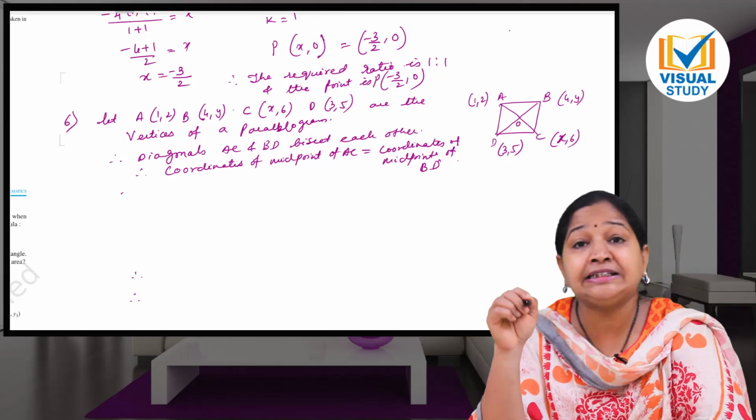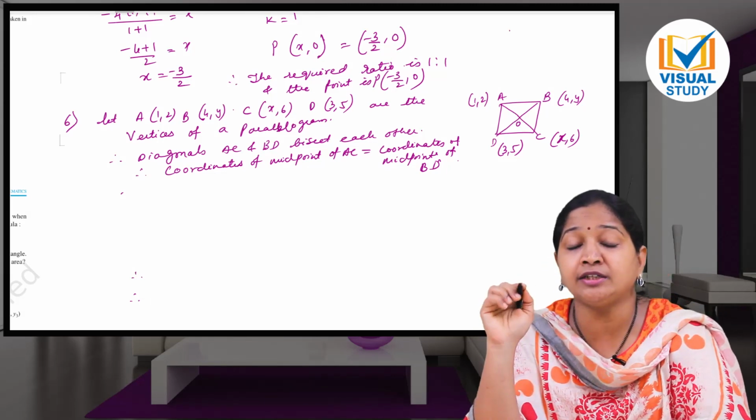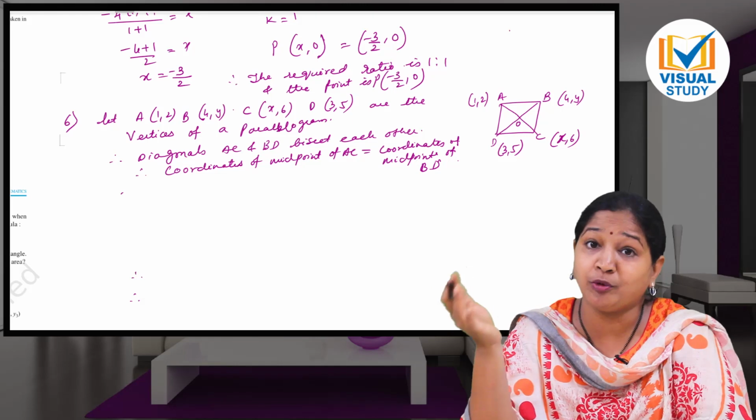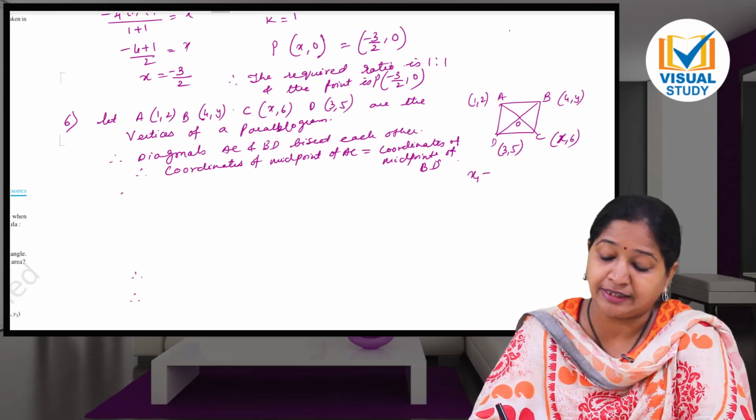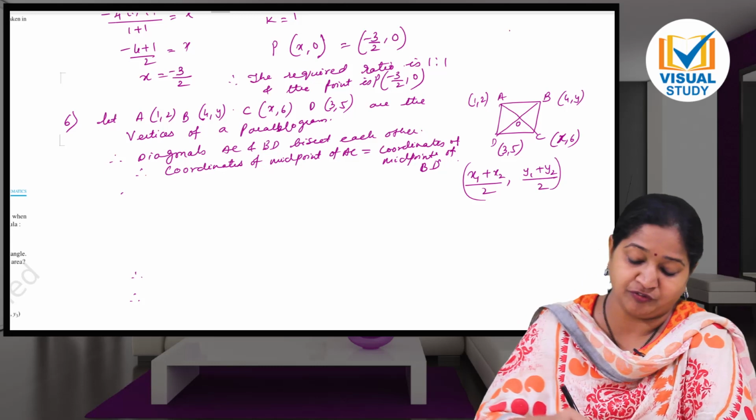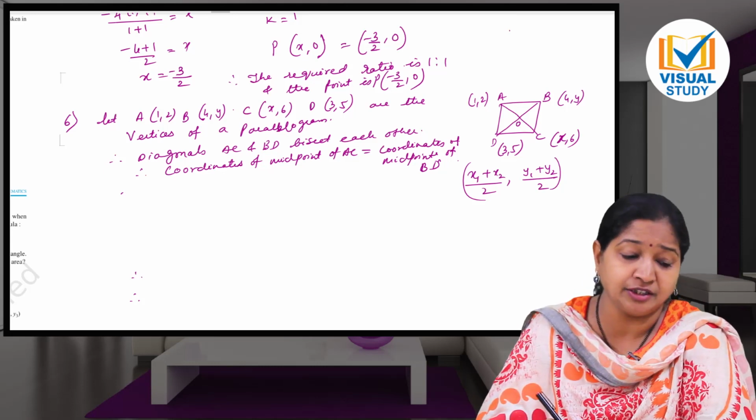Now, as it is a midpoint, what are we going to use? We are going to use the midpoint formula. So, what is the midpoint formula? That is (x1 + x2)/2 and (y1 + y2)/2. This is our midpoint formula, so directly we can use it.